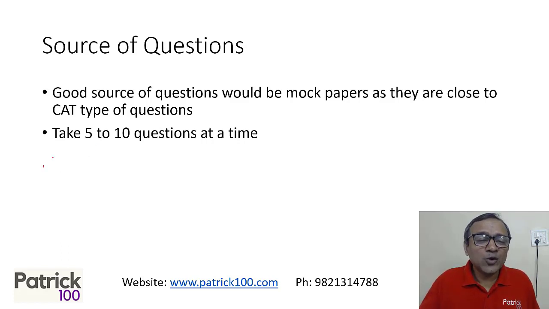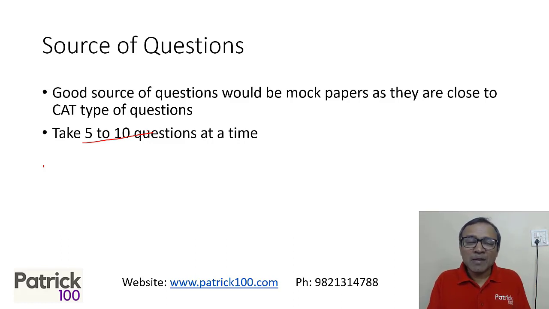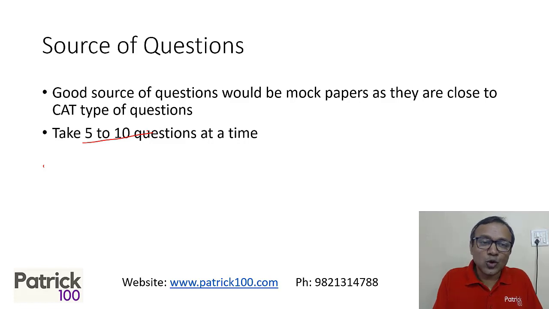Maybe you can pick up 5 to 10 questions at a time, depending on the time available to you. Pick up questions from mocks, as they are closer to the actual CAT. You can look at past CAT papers as well, if you have not solved them. Past CAT papers or mock papers are a good source. As I said, depending on the time available, you can take 5 to 10 questions at a time. How do you solve it?